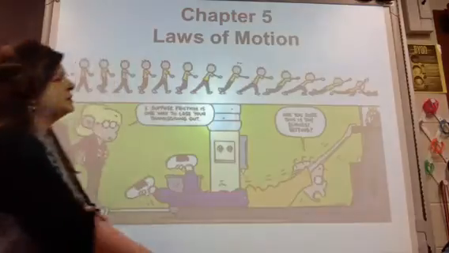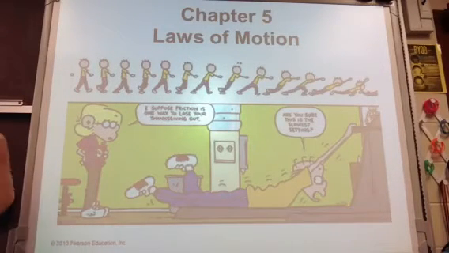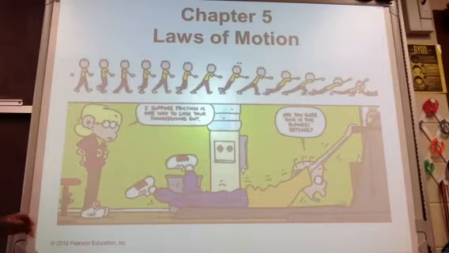So I just wanted to introduce Newton's first law and get some of the more conceptual things out of the way, so that on Monday we can start focusing on drawing free body diagrams and then also calculating different types of net forces for situations.